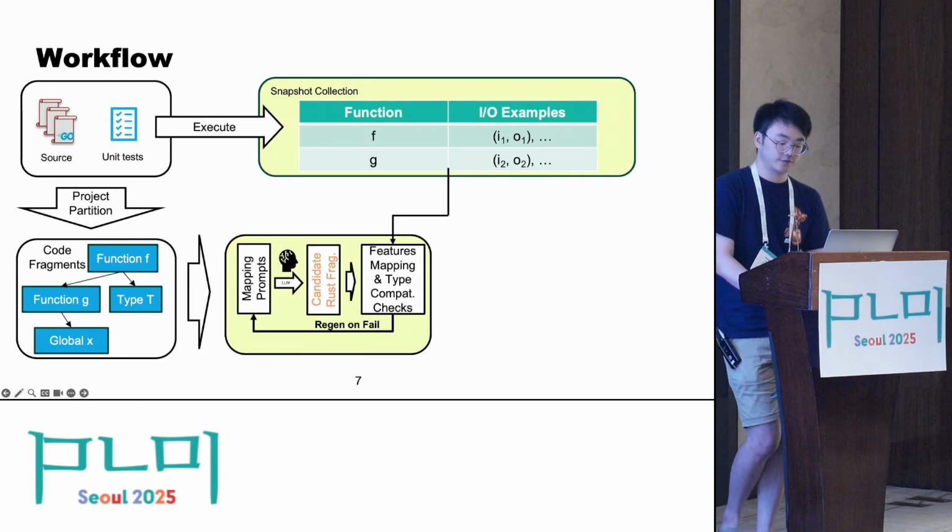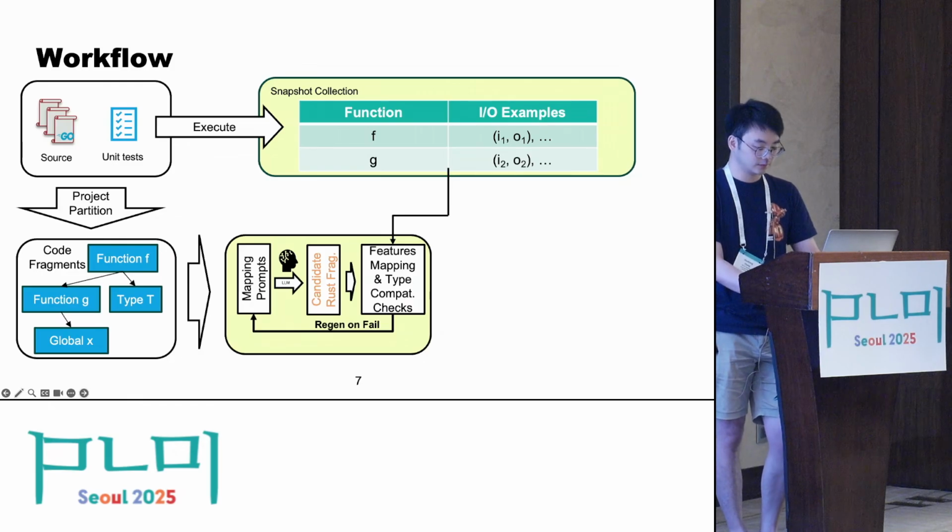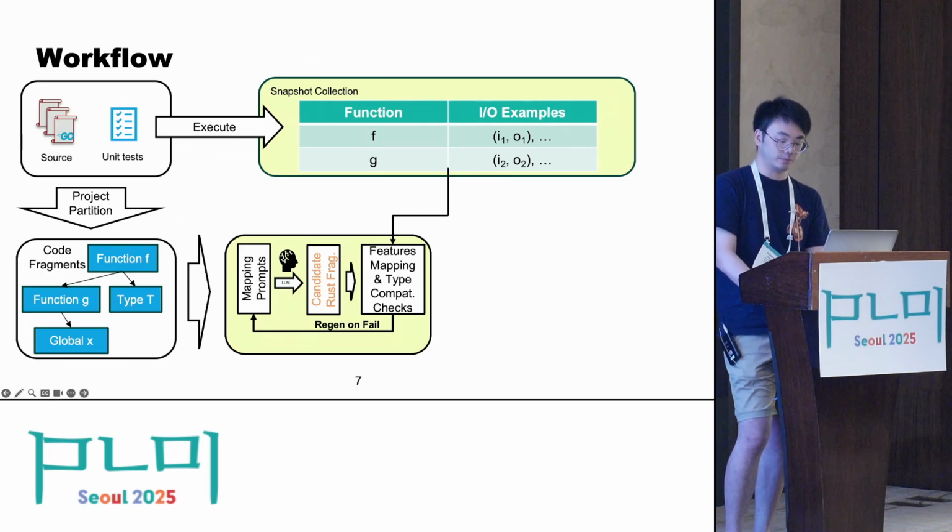If any of the checks fail, we requery for a new translation. We set a finite budget on the number of regenerations to avoid an infinite loop. We call this translation process the type-driven phase.